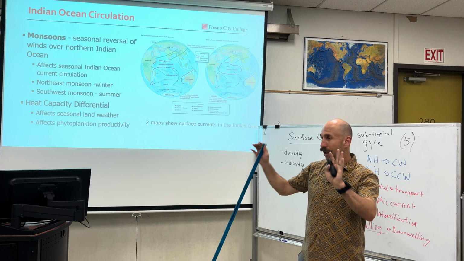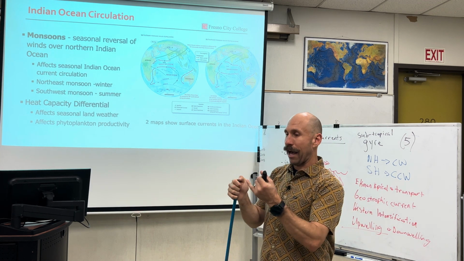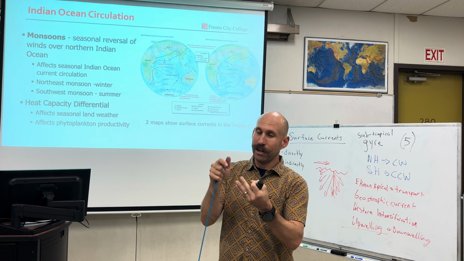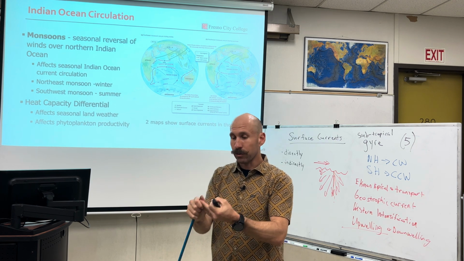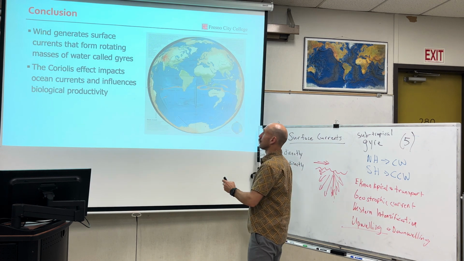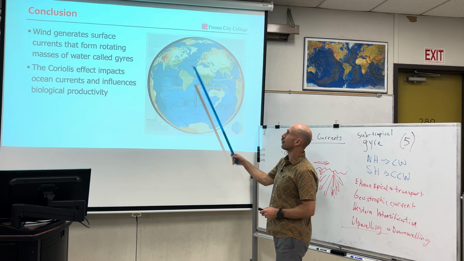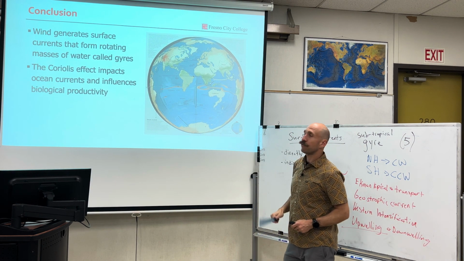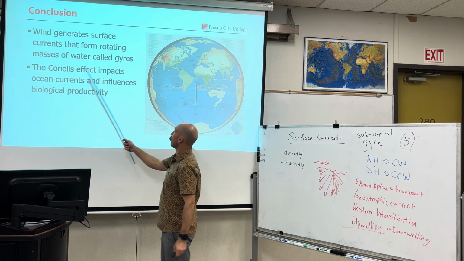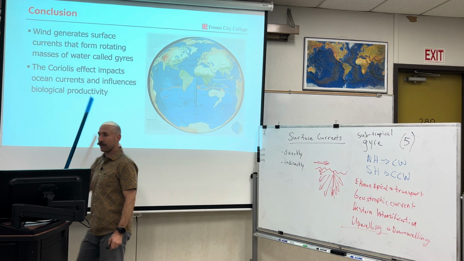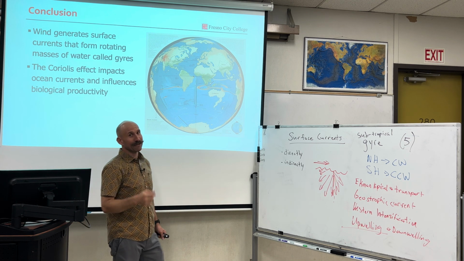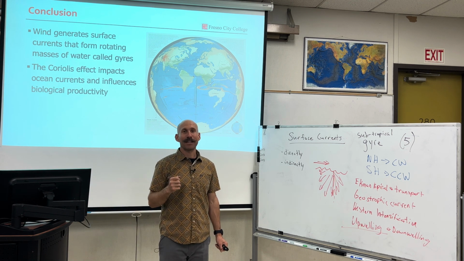So again, I'm trying to drive this point home that ocean currents help regulate climate and support marine life through the transfer of heat and nutrients around the oceans. Wind generates surface currents to form rotating masses of water called gyres. The Coriolis effect impacts ocean currents. This thereby influences biological productivity and, just for good measure, regulates Earth's climate.